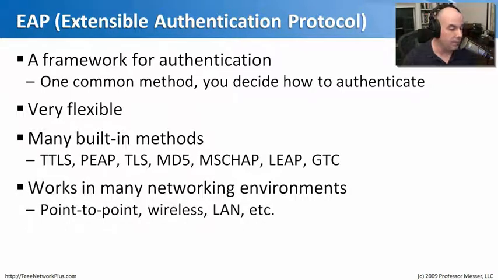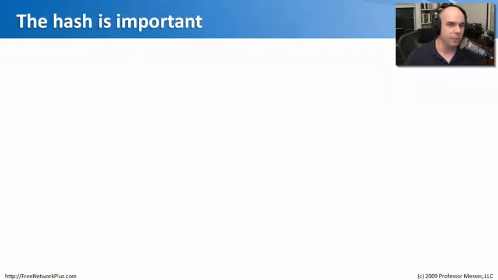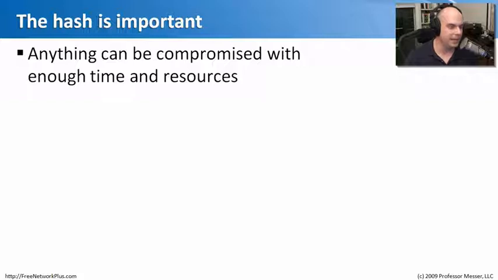You'll also see this in many different networking environments, whether it's a wireless network, especially in a wireless network, because that could just go everywhere. But you also see it in local area networks. You see it a lot in wide area networks and point-to-point networks. It's a very extensible authentication protocol and therefore can be used on many different kinds of networks. Although the hash is an important part of the authentication process, it's also something that you shouldn't take lightly.